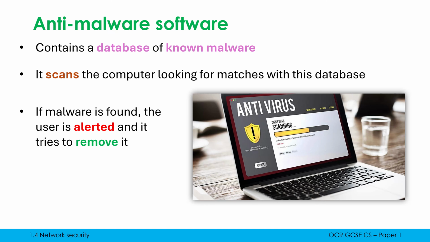If it does find some malware, the user will get alerted in some way, and then the anti-malware software will try and remove the malware if it is able to. That first bullet point really explains why it's so important to keep updating anti-malware software, because we need to make sure that database is up to date, because new malware gets created all of the time.